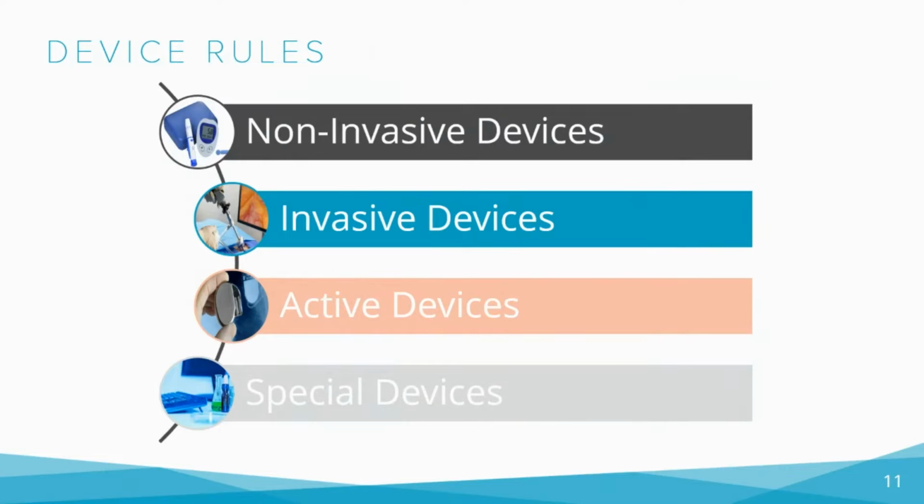The next is active devices. The devices that need any source of energy to function are known as active devices. These devices come under rules 9 to 13. And the last is special products, which come under rules 14 to 22.